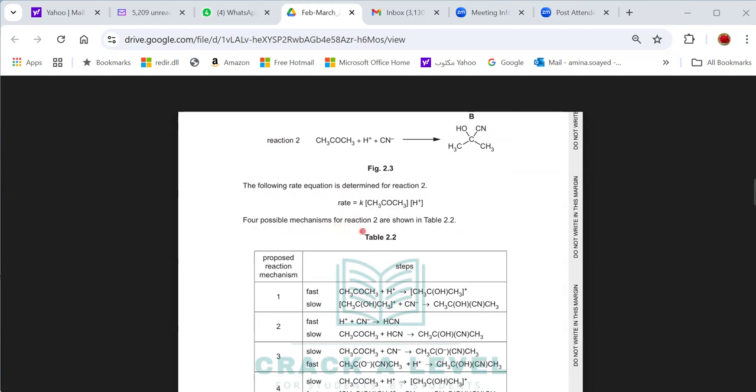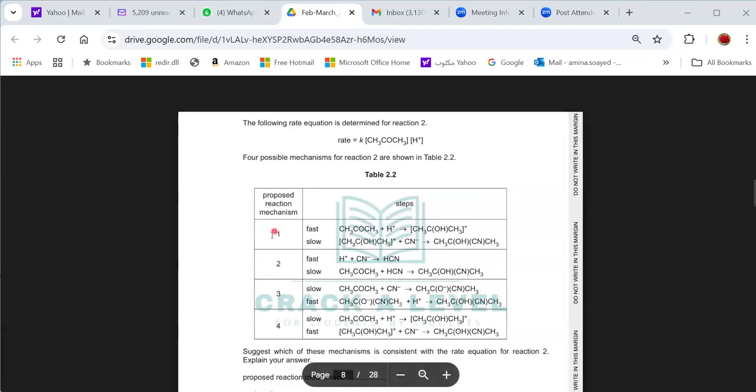Four possible mechanisms for reaction 2 are shown in table 2. They gave us 4 different mechanisms, and they said suggest which of these mechanisms is consistent with the rate equation for reaction 2 and explain your answer. So here we have to find one of these proposed mechanisms in which the propanone and the hydrogen ions are present in the slow step, which is the rate determining step. We have to find the propanone and the hydrogen ions present in a slow step.